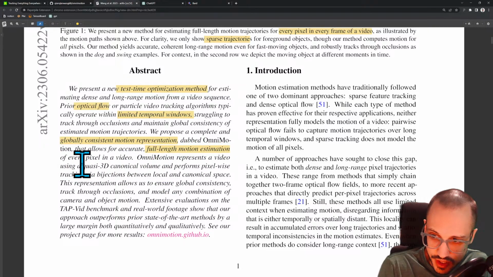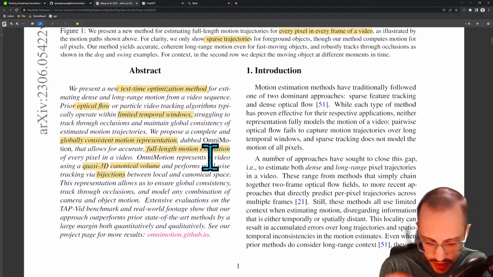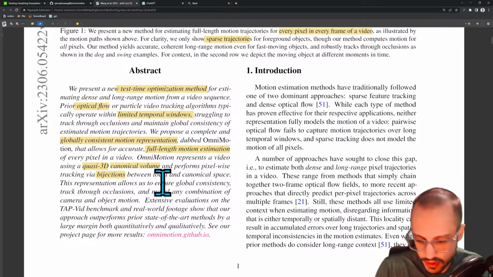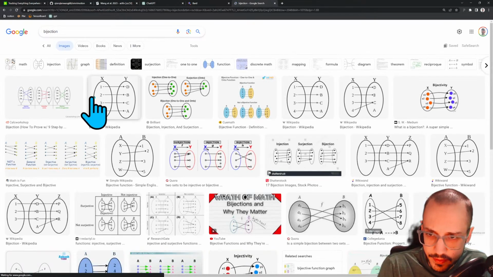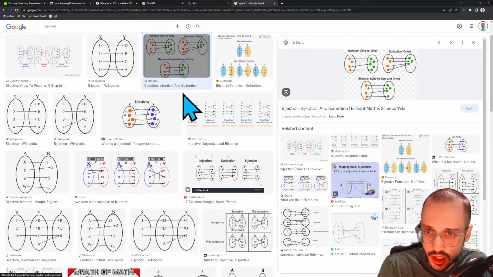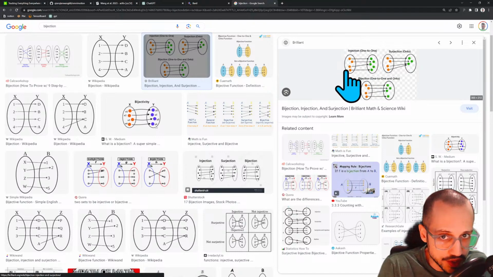OmniMotion represents a video using a quasi-3D, so 3D but not quite, canonical volume and performs pixel-wise tracking. So volume representation to me means 3D, which means NeRF, I'm thinking, and performs pixel-wise tracking via bijections. Bijections are a mapping where each point maps specifically to another point. So for example here, bijection, 1-to-1, so every point in one space maps to another point in another space.